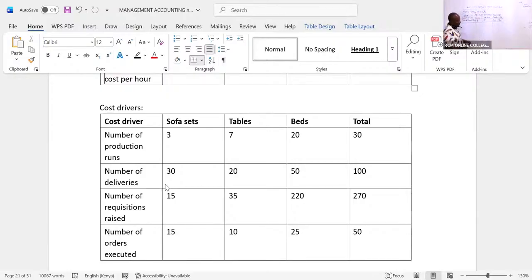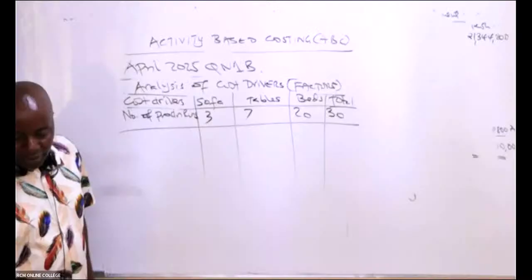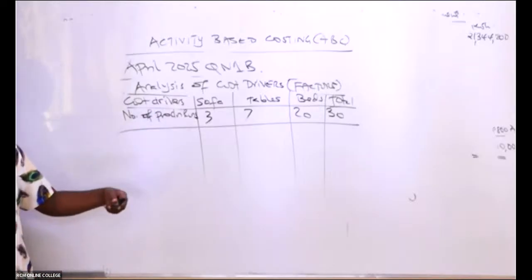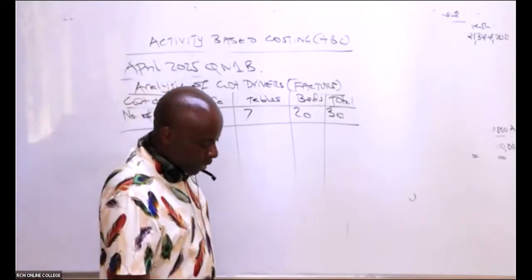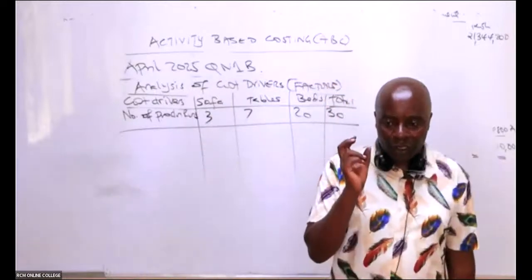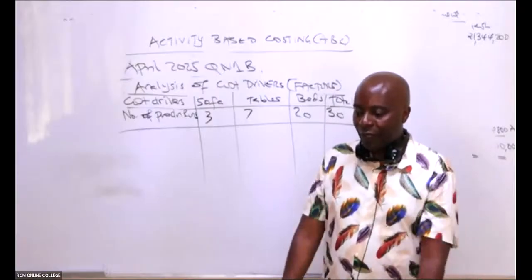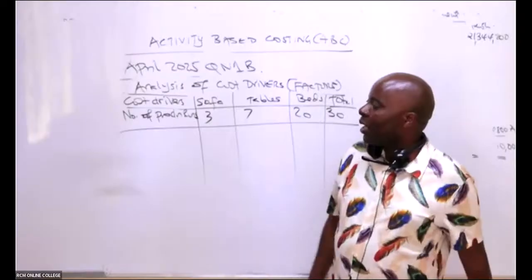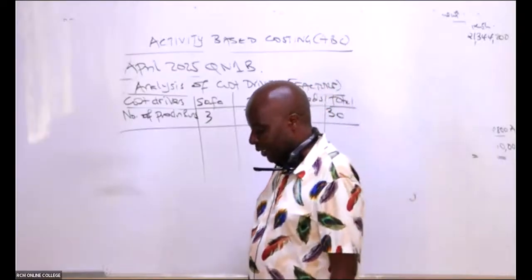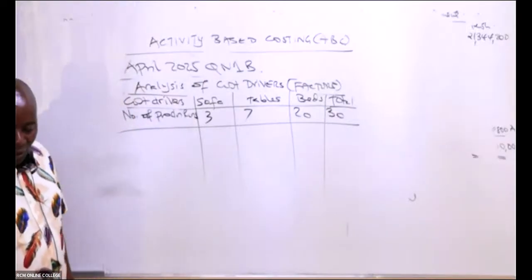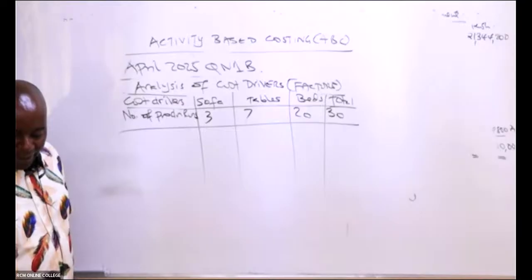Let me just drop my screen here for the online students to see the structure of my table. So you're doing analysis. Whenever they tell you to use activity-based costing, first of all, you must do an analysis of the cost drivers. Very, very important. Of which the first one, we have here number of production runs.